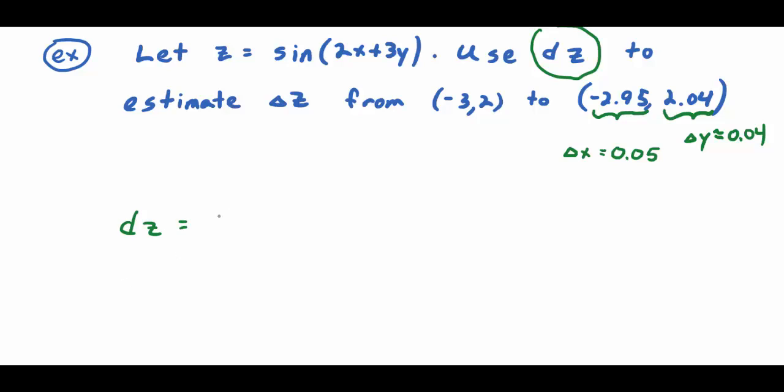So remember what dz is. In general, it's the partial with respect to x with generic inputs x, y, and then dx, which is the same as delta x, you guys, plus the partial with respect to y, dy, which is the same as in Calc 3, it's the same as delta y. Okay?